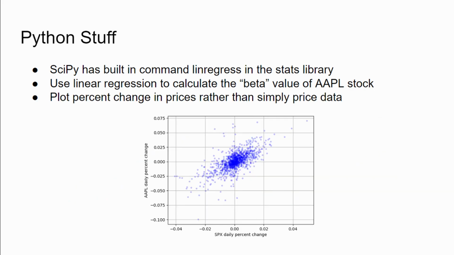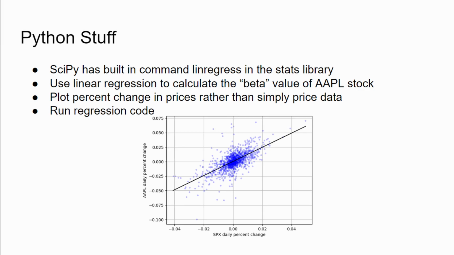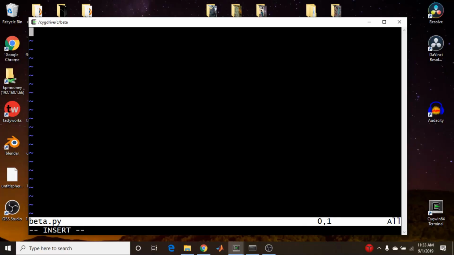So here's a plot of the day-to-day percent change of Apple versus the percent change of the S&P 500 index. And you can see it's kind of a mess that follows a linear trend, just a big blob of data that more or less follows some sort of linear relationship. So what we're going to try to do is calculate the slope of that linear relationship, and that's shown here by the solid line. So let's get on to coding here.